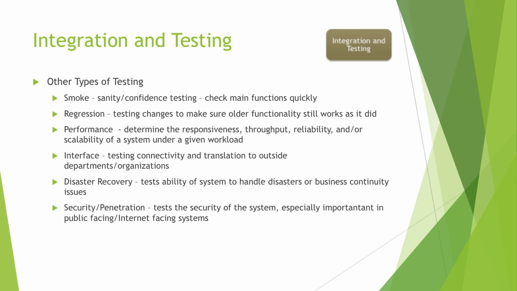Performance testing is used to determine how responsive the system is, how quickly it can process things or the throughput, how reliable it is, or if it's scalable under a given workload. Interface testing tests the connectivity and translation of information to outside departments and or organizations. This is where you would look at, if you were in HIM in a hospital, maybe you needed to interface out to the pharmacy department. So that would be one type of interface, or it could be interfacing outside of your organization to somewhere like CIHI.